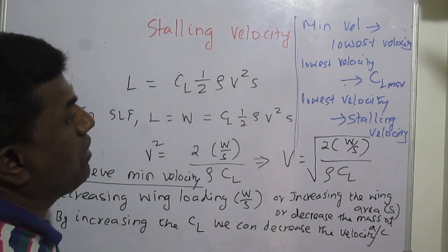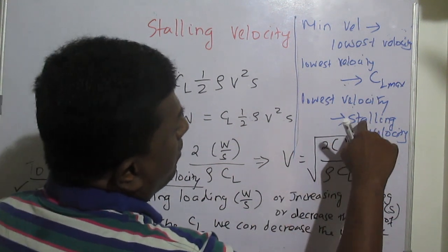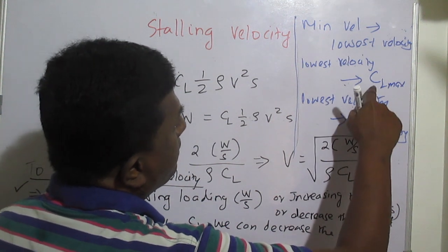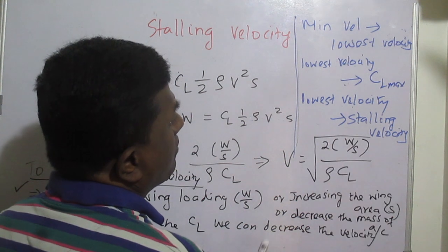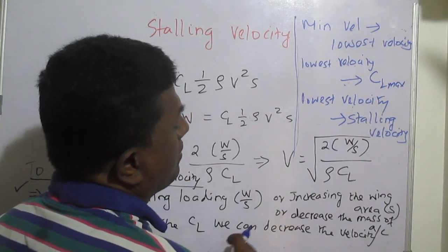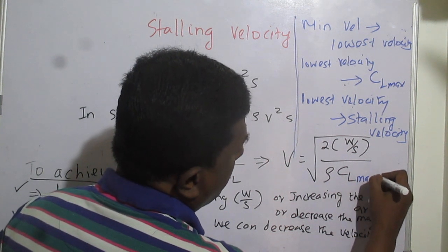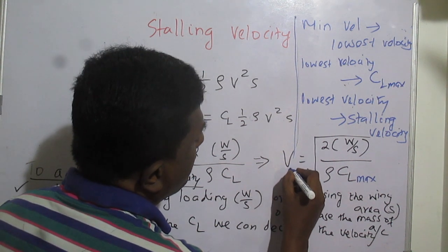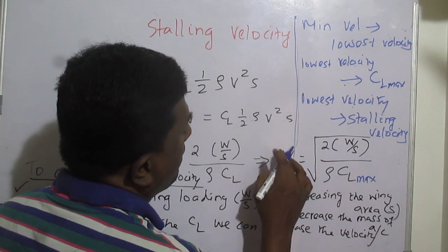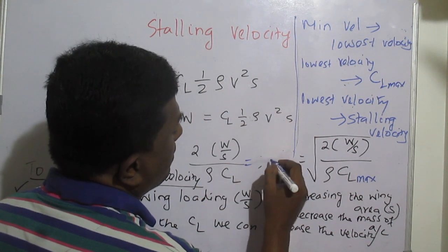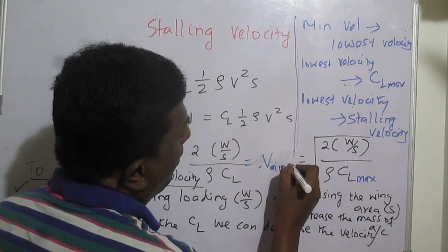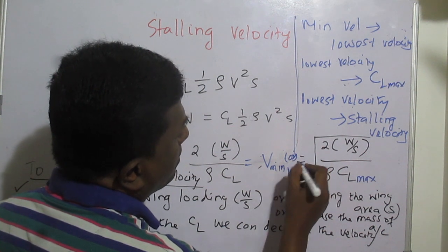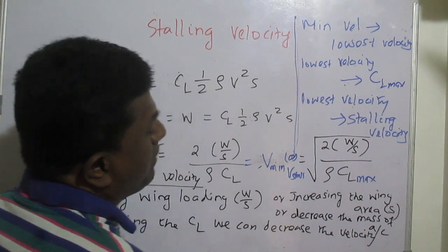That is what we say in one way. For achieving the lowest velocity, CL should be maximum, and that is how we reach the stalling velocity. If the CL reaches maximum, velocity will be minimum. We call it the minimum velocity, or the stalling velocity.